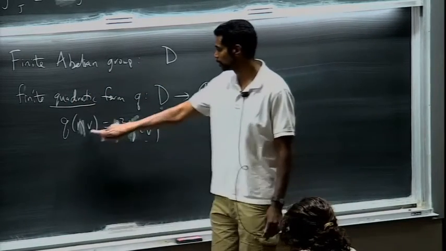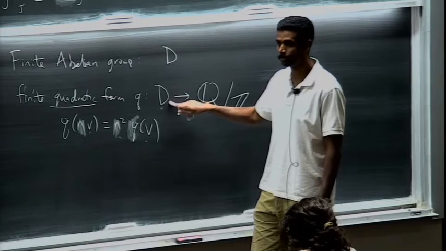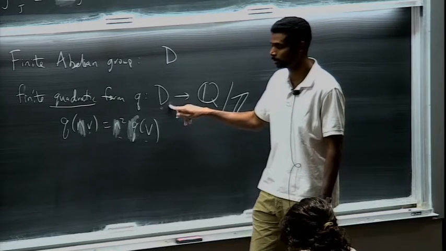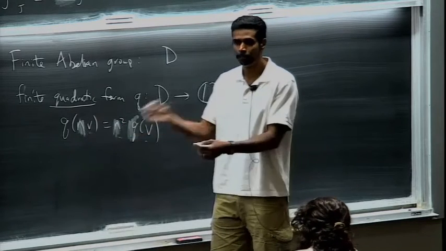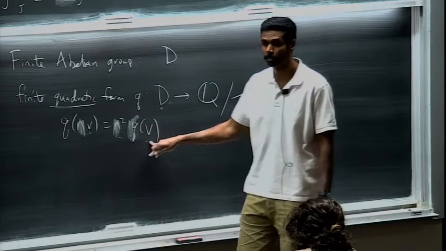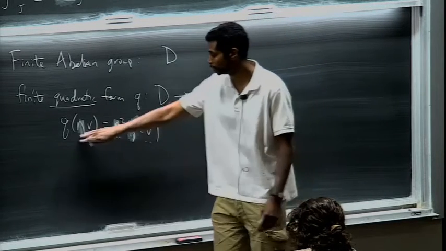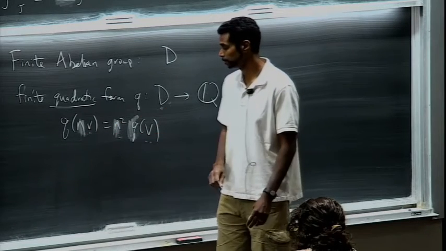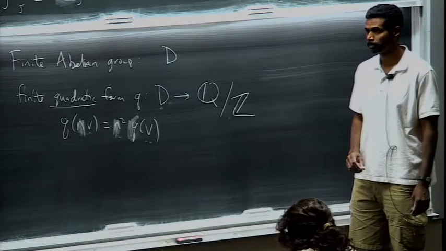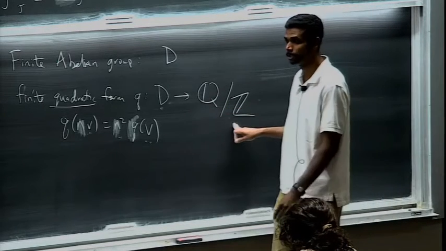So v is an element of a finite abelian group. I'm viewing the group as additive, so I'm thinking of the multiplication rule as addition. Since it's an abelian group, that's a natural thing to do. So if I take v and add v to itself, I'll call that 2v, and then Q of 2v is 4 times Q of v, and so on. Here n is necessarily an integer. And the right hand side is modulo integers, correct.